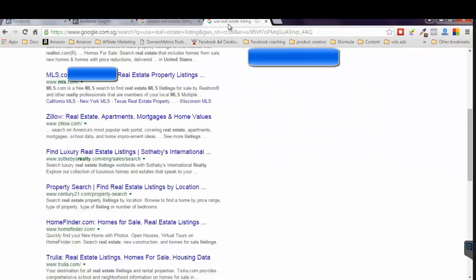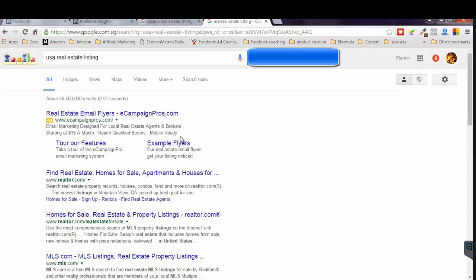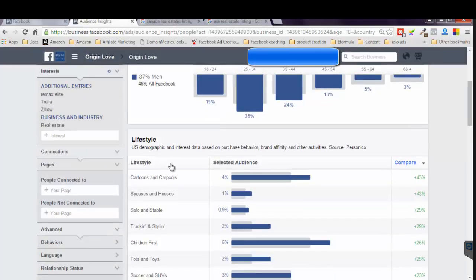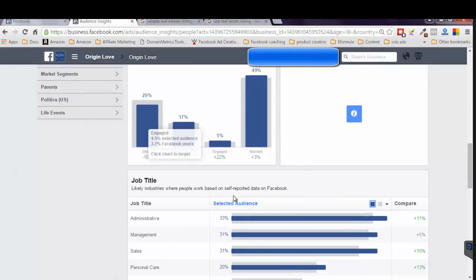What you do is you just go to Google. You think about it, people that are looking to sell their homes probably like all these real estate websites or some real estate agency. So you can use them under your interest targeting. But for offers outside United States, you are not able to do so. So you have to get creative in that and target based on whatever data that we have over here.